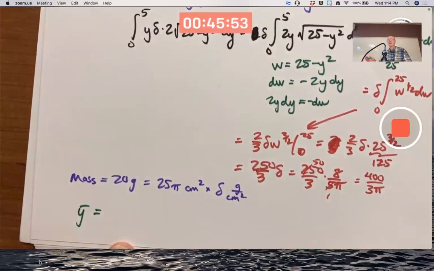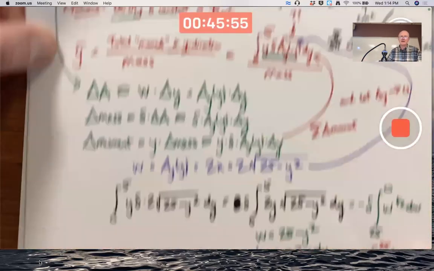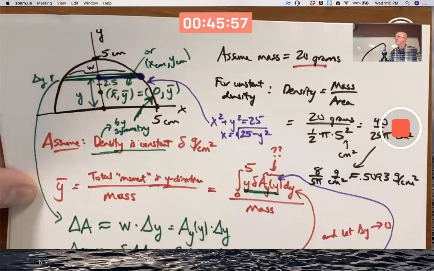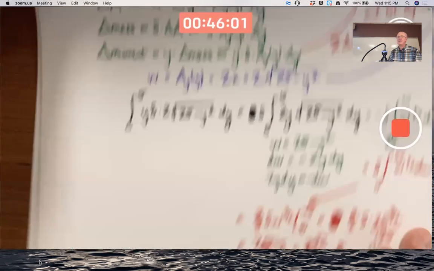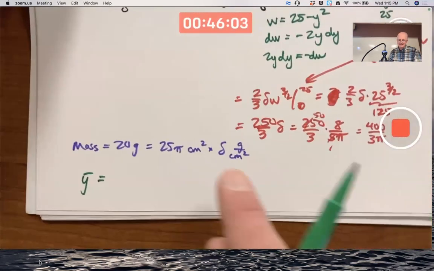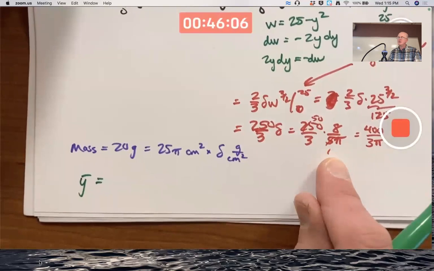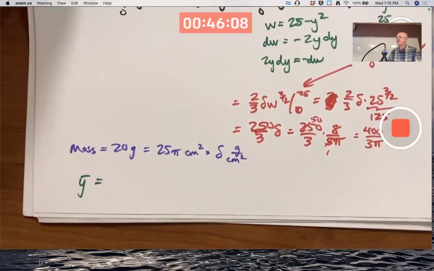As long as it's constant, it doesn't matter. Now, if it's not constant, then all this is out the window anyway, and you have to do multivariable calculus. But if it's constant, yes, it does affect the mass, and yes, it does affect the moment. But when you do the ratio, moment divided by mass, it cancels. And it doesn't matter.